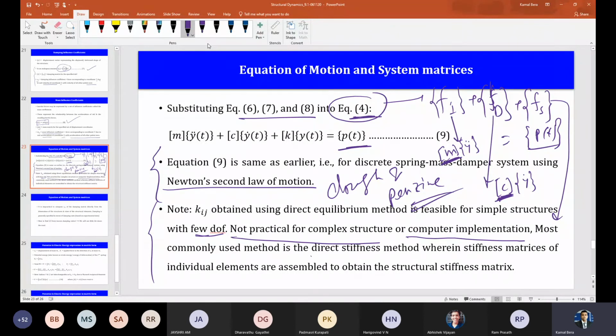So the most commonly used method is the direct stiffness method, wherein the stiffness matrices of the individual elements are assembled to obtain the structural stiffness matrix. For a truss problem, we consider each part of the truss as an element and construct an element stiffness matrix for each. Then we assemble them to get the overall structural stiffness matrix and solve the problem. For static, it will be K x = F. For dynamics, mass and damping will come into this.